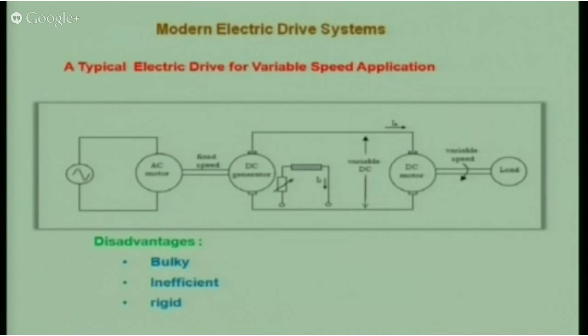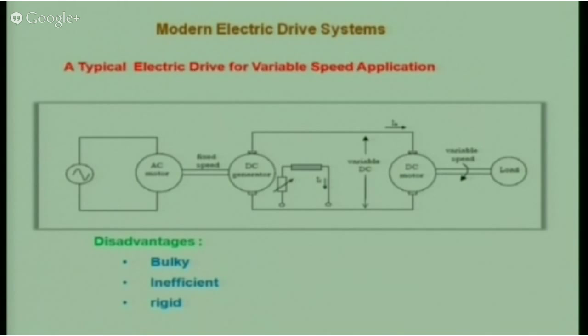If you see the modern electric drive system, a typical electric drive for variable speed application has been presented before you. It has an AC motor with an AC supply, and a shaft is connected to the DC generator to give a fixed speed. This generator is excited with a circuit where the resistance is varied, that is the field current is varied, and the variable DC is obtained across the terminals of the DC generator. This is fed to the DC motor.